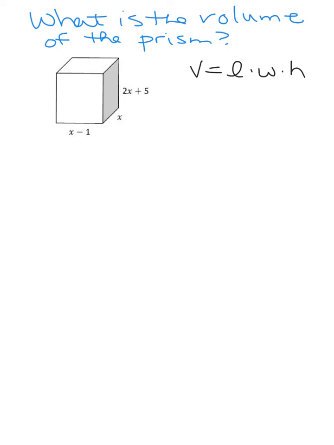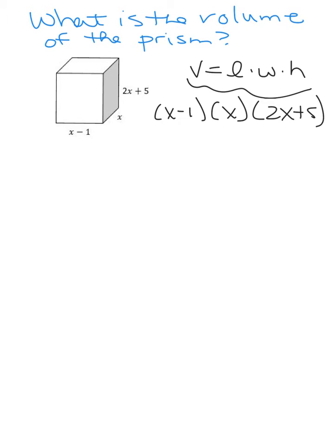Our next problem says, what is the volume of the prism? The formula for volume is length times width times height. My length is x minus 1, my width is x, and my height is 2x plus 5. Now remember, with multiplication, since I'm multiplying three things, I can move things around in a different order.